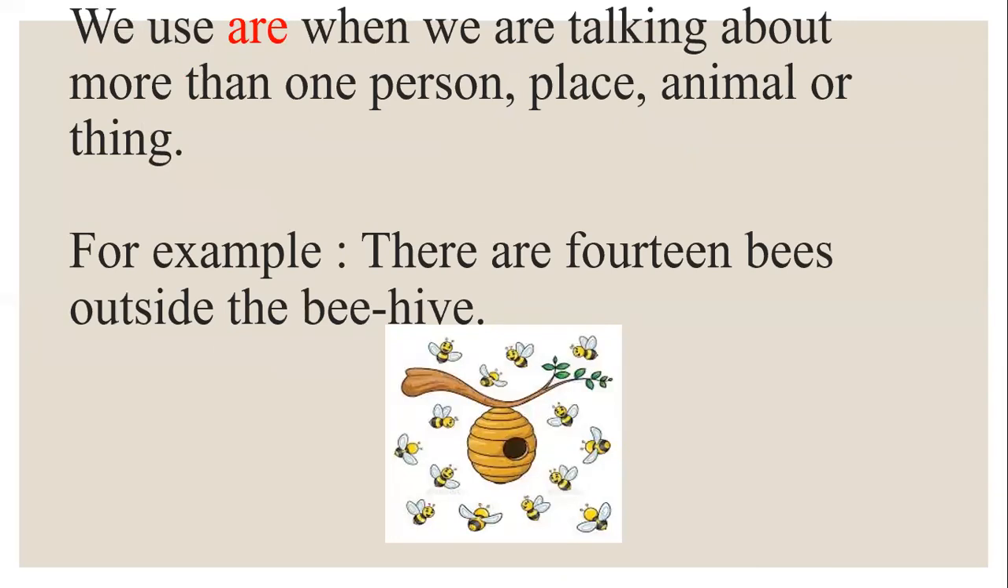We use are when we are talking about more than one person, place, animal, or thing. For example, there are 14 bees outside the beehive. Now, we are talking about more than one bee. That is the reason we use are. There are 14 bees outside the hive.